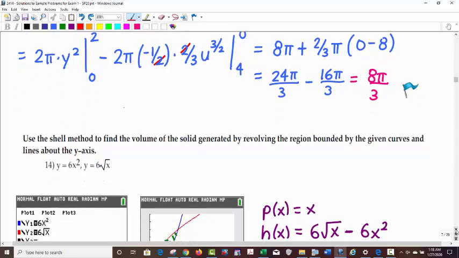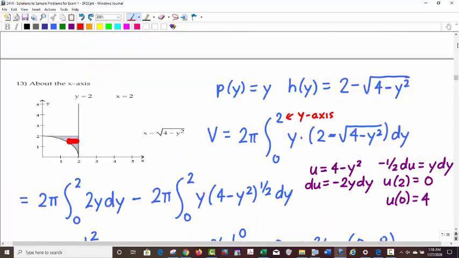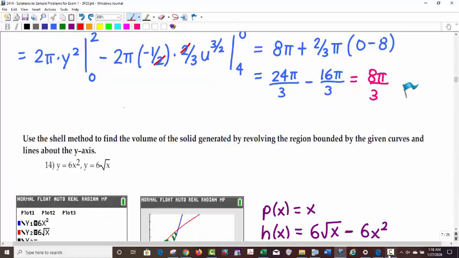Now we're back to a y-axis problem. I guess I didn't. Let's see.